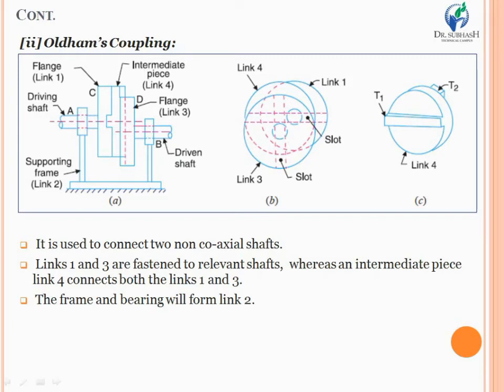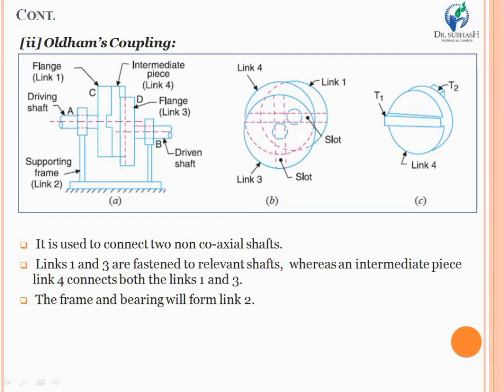That intermediate piece has a projection cut in the form of a square on both of its faces or surfaces. But the square projection should be cut in such a way that the projected parts on both sides have a perpendicular axis with each other. In that way you can have the assembly of all the parts of the Oldham's coupling.